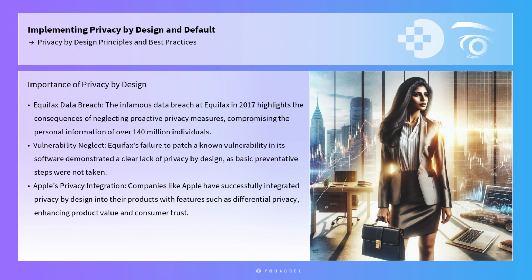Real-world examples underscore the importance of adopting these principles and frameworks. The infamous data breach at Equifax in 2017, where the personal information of over 140 million individuals was compromised, highlights the consequences of neglecting proactive privacy measures. Equifax's failure to patch a known vulnerability in its software demonstrated a clear lack of privacy by design, as basic preventative steps were not taken to safeguard sensitive information.